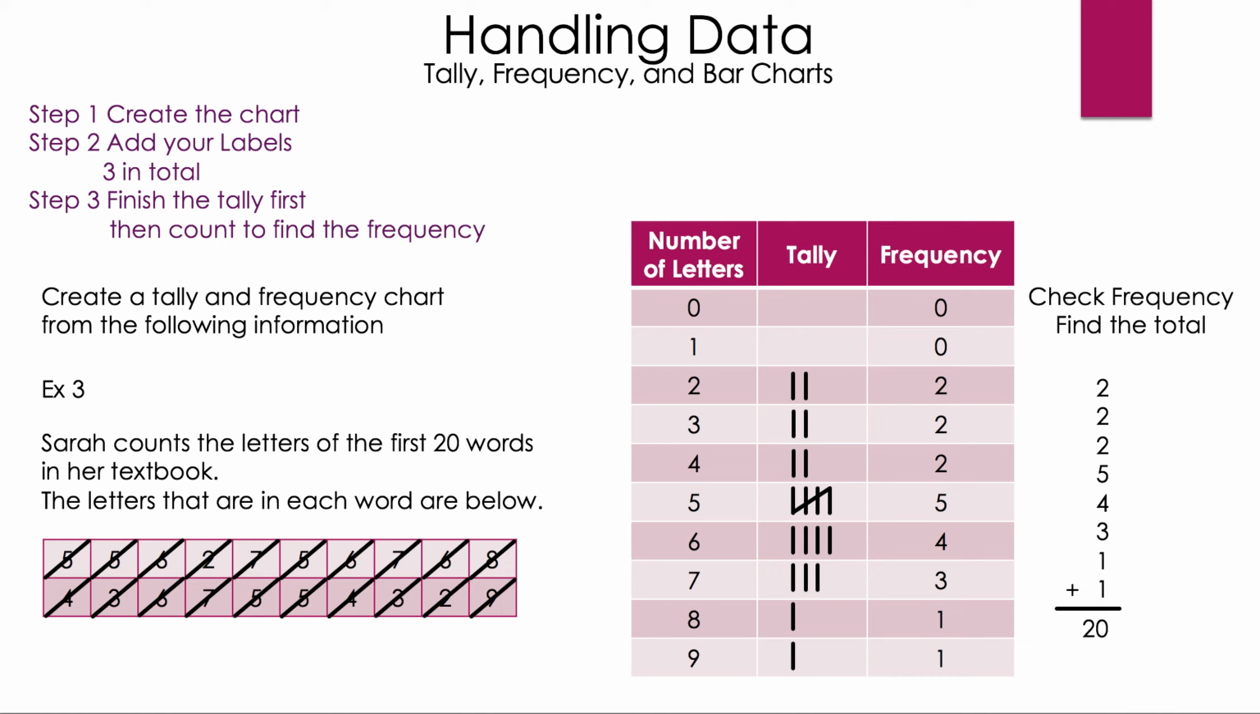So we add up all the numbers and we get 20. So now that we have checked the frequency and it's 20, and it's the same as the tally and the same as in the example, we know that we did it correctly.